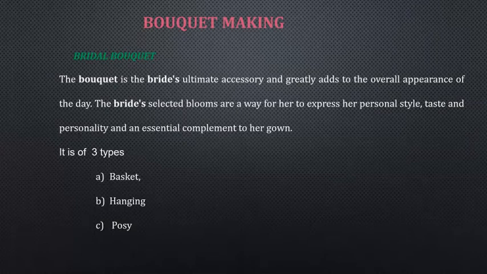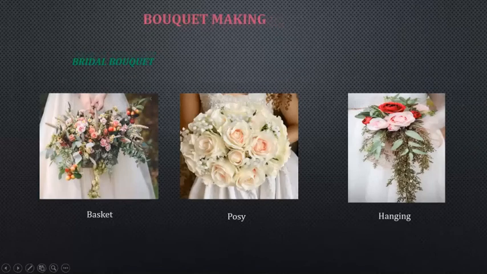Actually, there are three types of bridal bouquets available: basket, hanging, and posy. Here are the pictures of the three bridal bouquets. This is what we call a basket bouquet, where the flowers are arranged inside the basket. This is the posy type bridal bouquet, a round arrangement. And this one is hanging. You can see part of the flower arrangement is hanging down. That is what we call a hanging bridal bouquet.